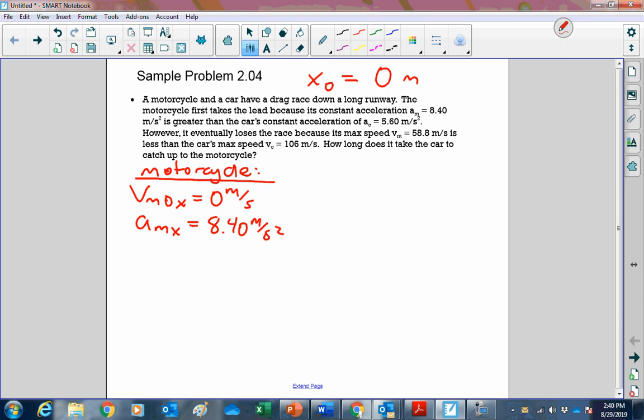Oops, that's supposed to be meters per second squared, with an s. And then it does tell us the maximum speed of the motorcycle. It says that eventually the motorcycle loses the race because its max speed is less than the max speed of the car. The question is, is the motorcycle going to reach its maximum speed?